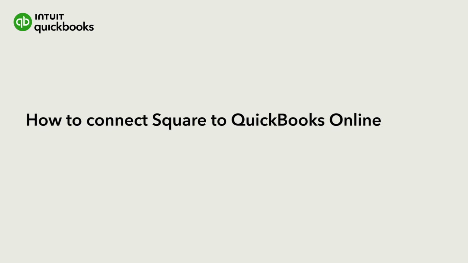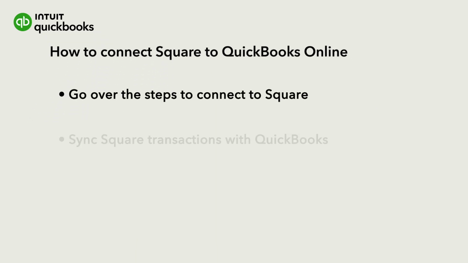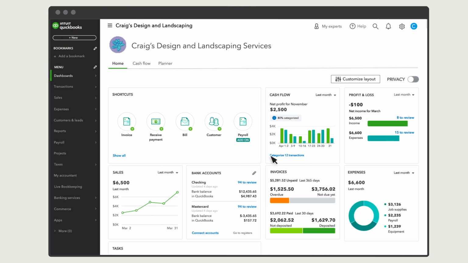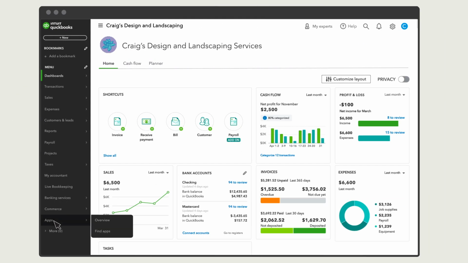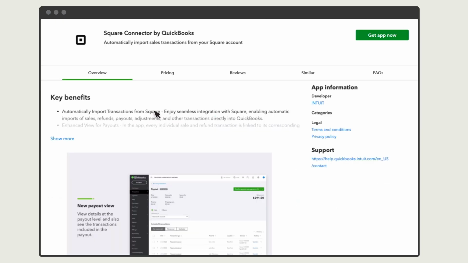If you use Square to process customer payments, you can download sales and other transactions into QuickBooks with the Square Connector by QuickBooks app. We'll go over the steps to connect QuickBooks to Square and start syncing Square transactions with QuickBooks. First, go to Apps, then select Find Apps. The next step is to look for the Square Connector by QuickBooks app. Select Get App Now.